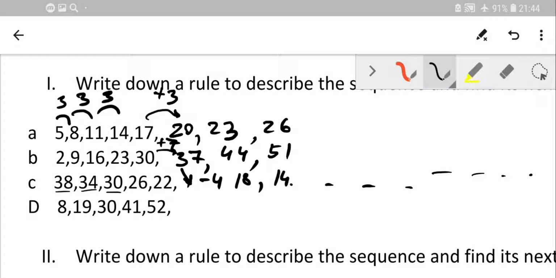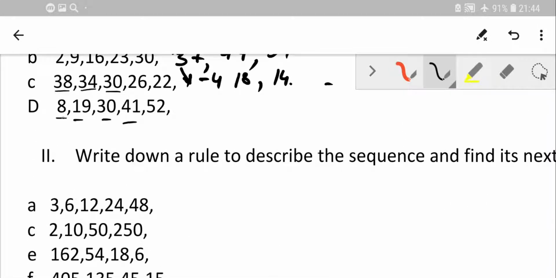That's okay. So next one, 8, 19, 30, 41. All right. So let's try to check. So the difference is 11 here. So 11 here, 11 here. That's okay. So every time add 11. So that's how we can get the following terms. So when we add 11, it's going to be 63, and we're just doing the same.